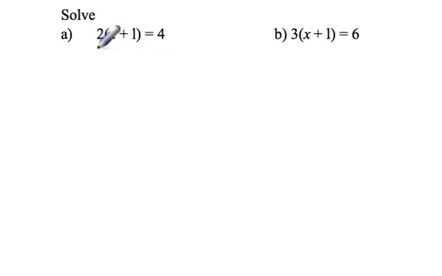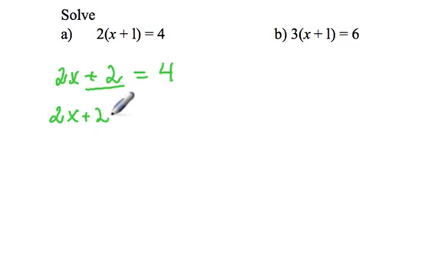We are going to use the method where we expand the brackets first before moving on to the rest of the solution. So 2 times x plus 1 can be expanded as 2x plus 2, and on the right side of the equation we have 4. Now the separate value is 2, so we are going to subtract 2 on both sides of the equation. 2x equals 4 take away 2 is 2.